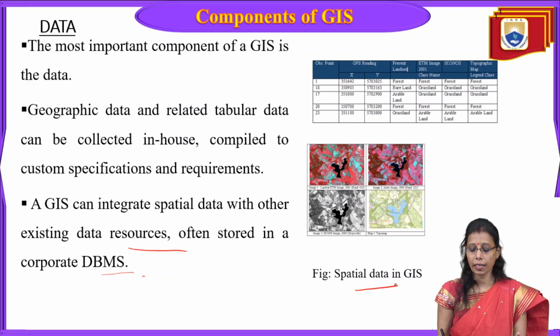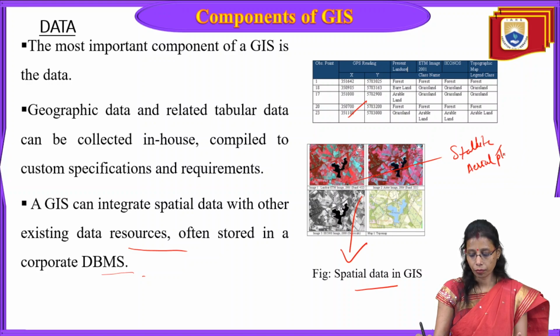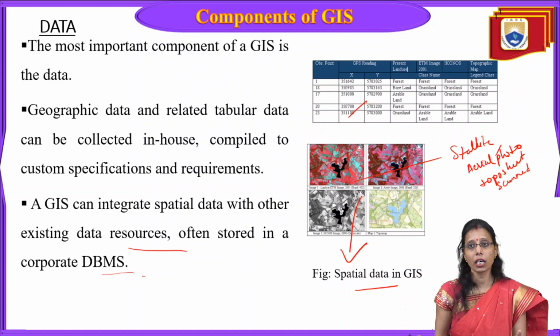So these are the spatial data in GIS, and this is non-spatial data in GIS. What type of spatial data do we have here? We have a satellite image, we should have an aerial photo or a topo sheet, a topo sheet that is scanned. If we have this type of data, then only we can work with GIS.